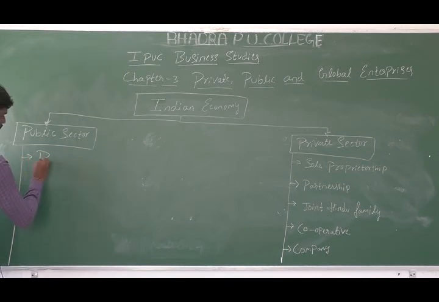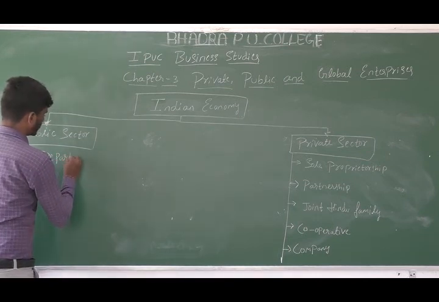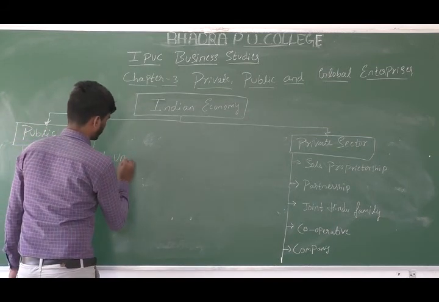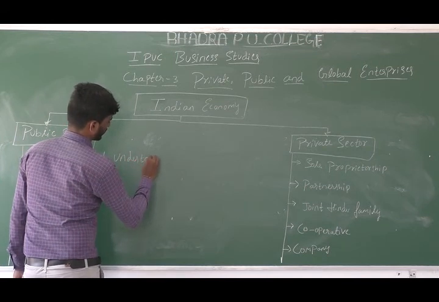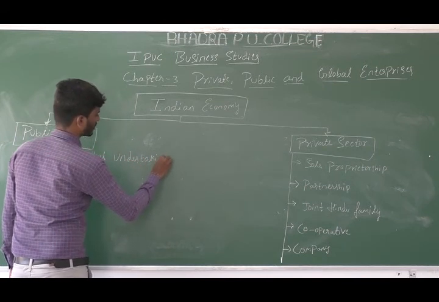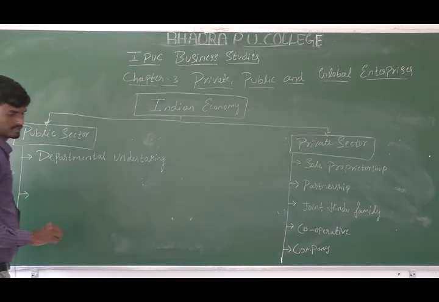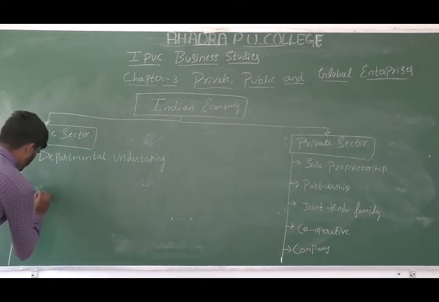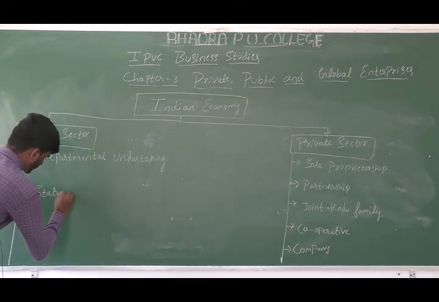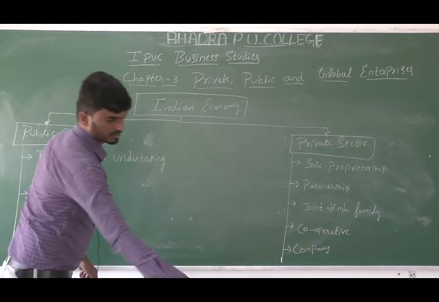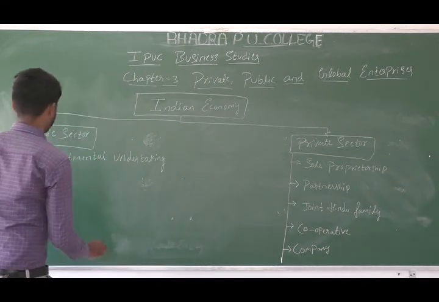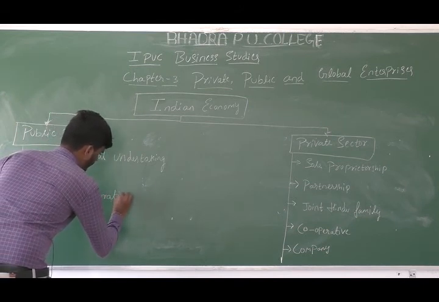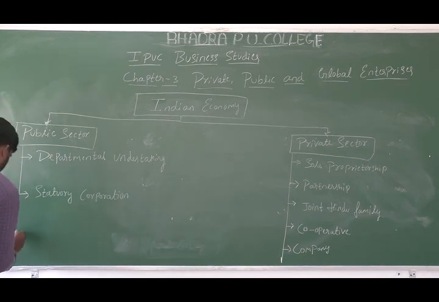One is departmental undertaking, and the second one is statutory corporation, and the last one is government companies.